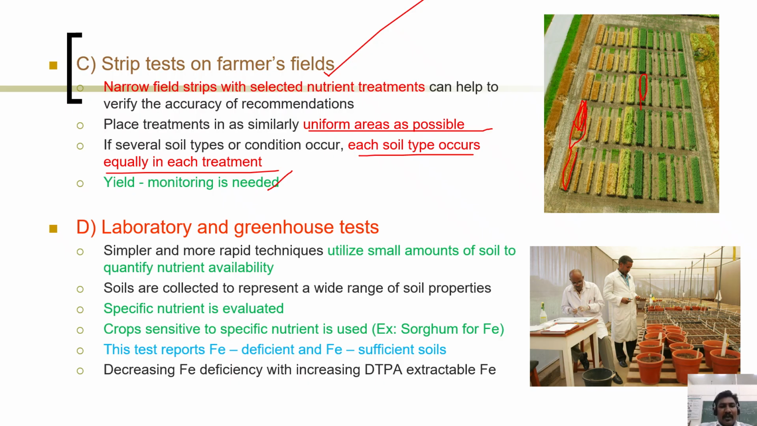And the next test is the laboratory and greenhouse test. This is a simple and more rapid technique that utilizes a small amount of soil to quantify nutrient availability, and the area requirement is also small. Usually you will do this experiment in pot culture. These soils are collected to represent a wide range of soil properties. Specific, individual nutrient contribution will be evaluated, and sensitive elements to the crops can also be analyzed.